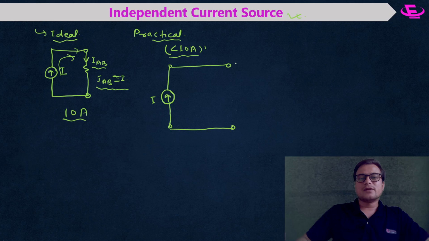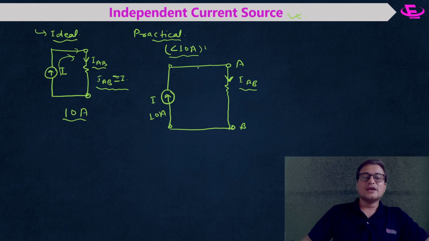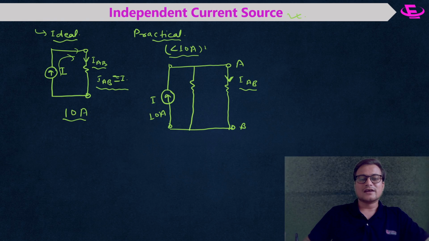At this terminal you will have to connect a load and show that right now it is delivering 10 ampere, so the current through this resistance is less than 10 ampere. That means IAB is not equal to 10 ampere. So how is it possible? It will be possible only if you connect a resistance here.